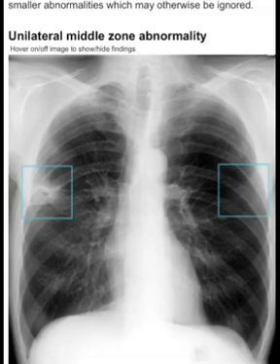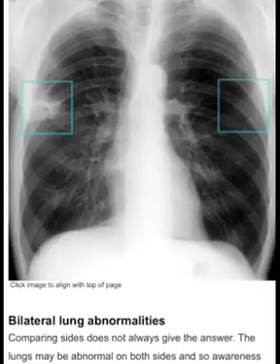Unilateral middle zone abnormality. The middle zones are asymmetrical. There is a small irregular opacity on the right. This opacity contains a dark area, a cavity. Other areas of the lungs are normal. Clinical information: this patient had a history of intravenous drug abuse and presented with high fever.